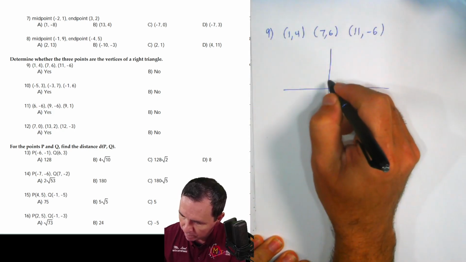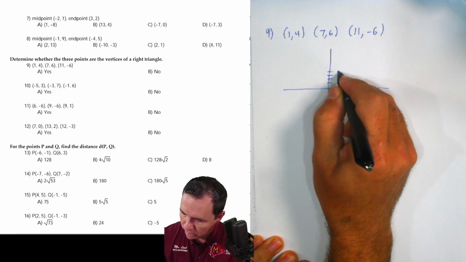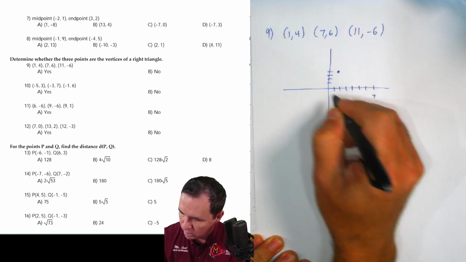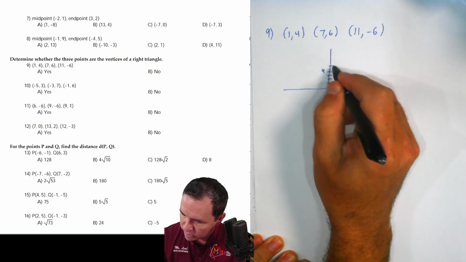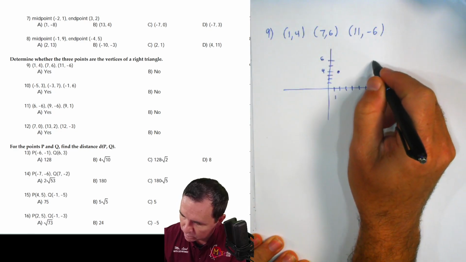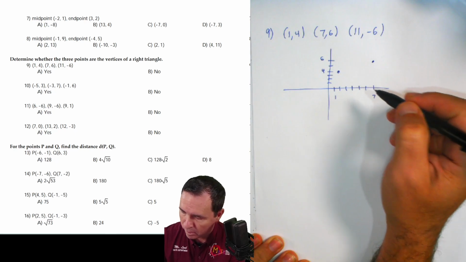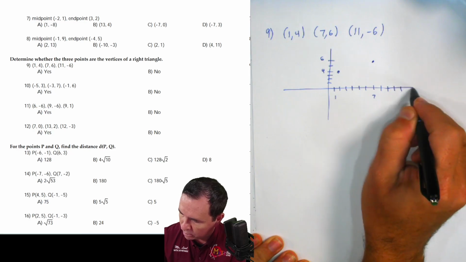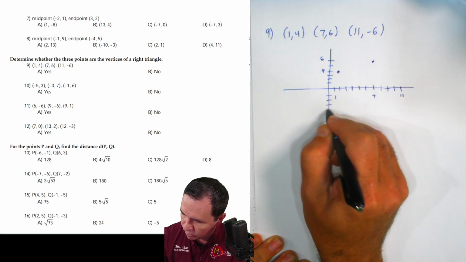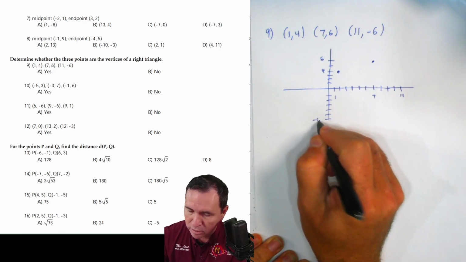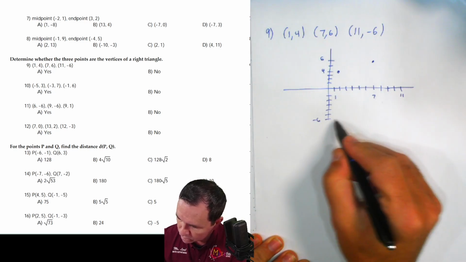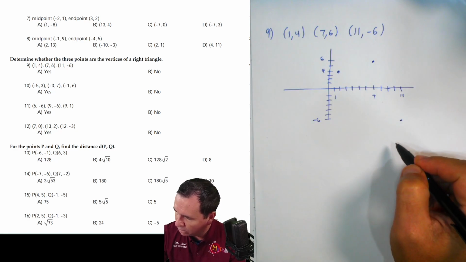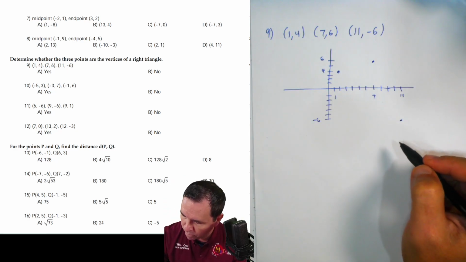1 to the right, 4 up. And then 7 to the right, 2, 3, 4, 5, 6, 7. And 6 up, 5, 6, 7, 6. And then 11, -6. So 8, 9, 10, 11. And then 1, 2, 3, 4, 5, 6. So -6. So this is going to be over here. All right. So for question 9, does this form a right triangle?